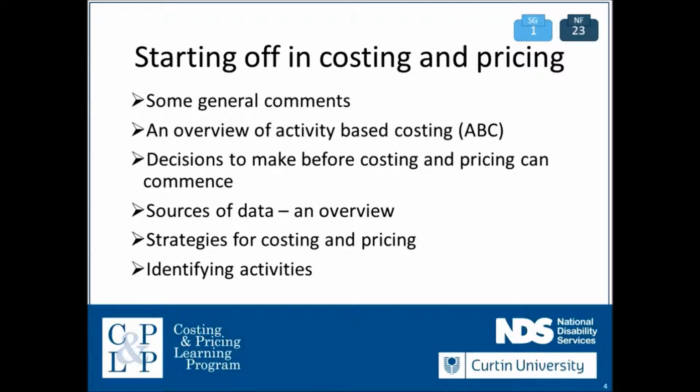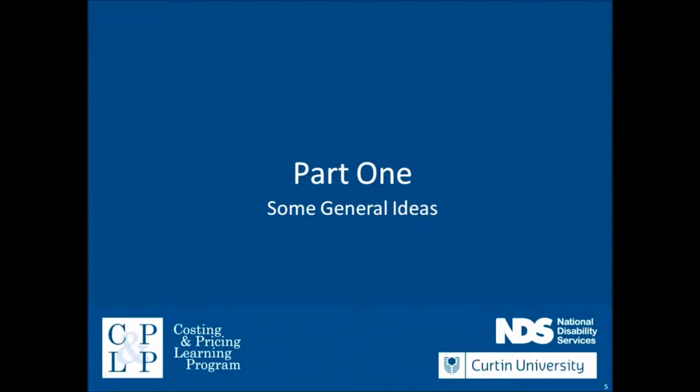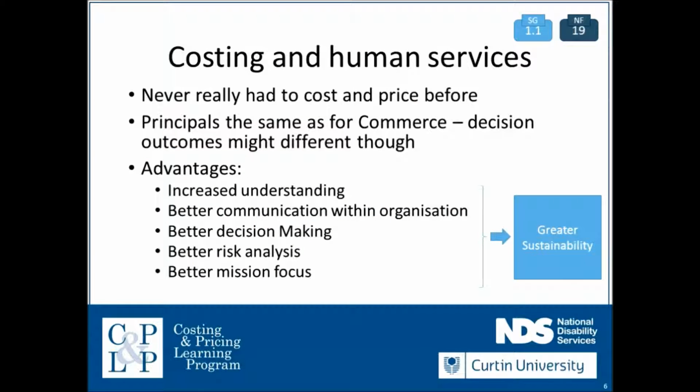So let's get on to the first element, which is some general ideas on costing and pricing. Firstly, in terms of human services in Australia, most disability service providers have operated in an environment where the state or territory government has set the scene as a result of funding arrangements. Traditionally, the funder has set what can be called business rules, and those business rules developed over time to prescribe what money could be used for and what services were to be provided to whom.